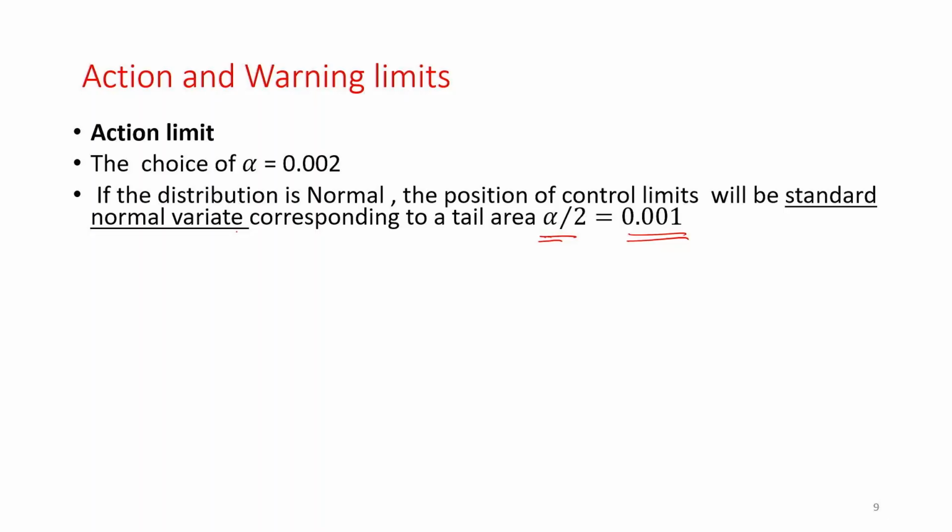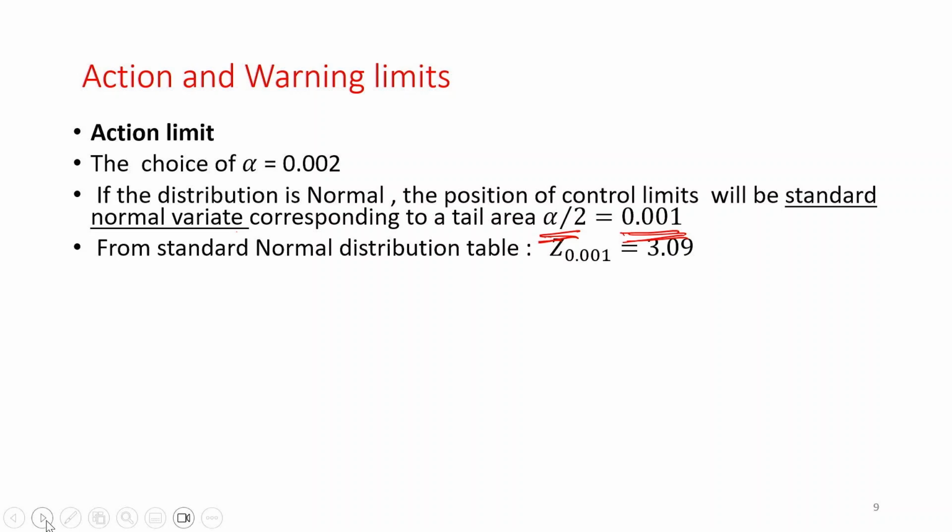Therefore, if the distribution is normal, the position of the control limits will be the standard normal variate. That means the standard normal variate is what? This is the Z value. The standard normal variate is basically Z. So the value of Z corresponding to the tail area alpha by 2 is 0.001.